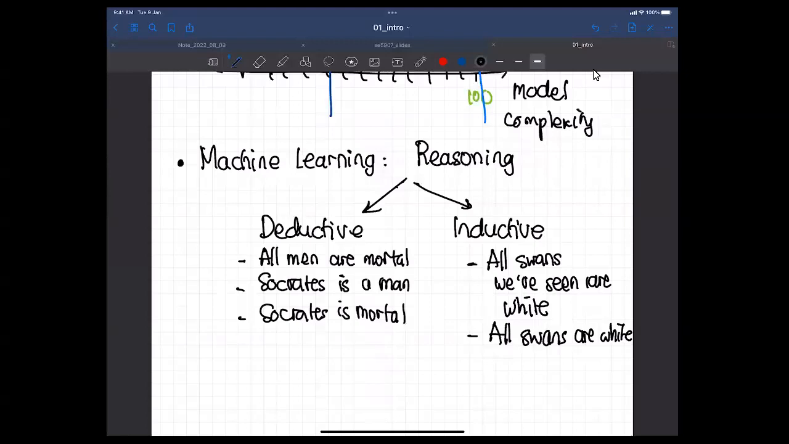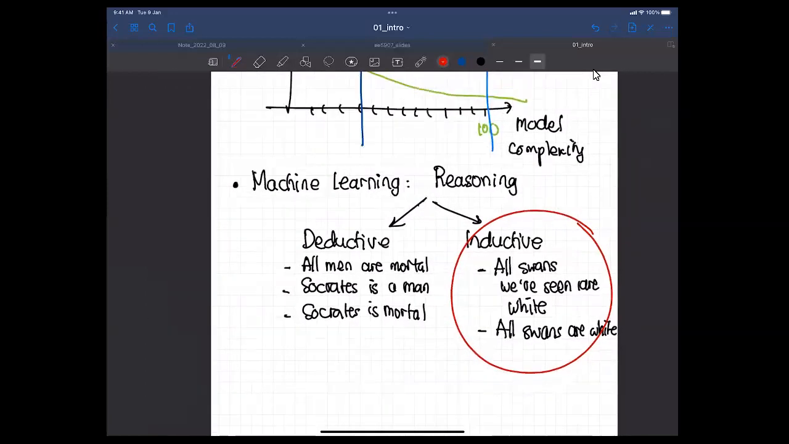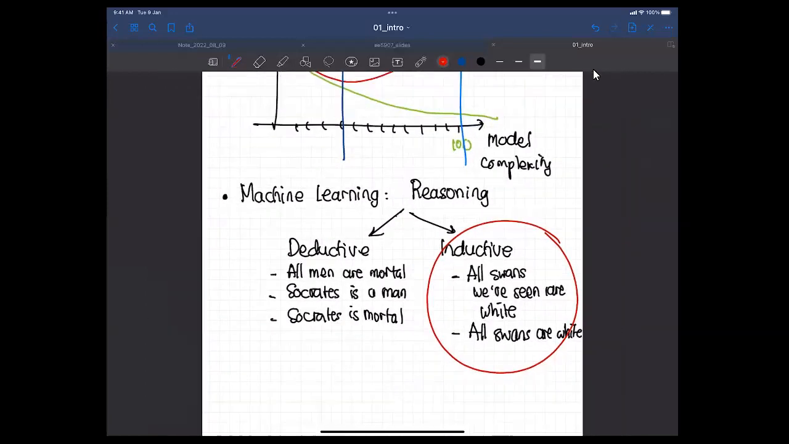So that's the basic idea of machine learning. Machine learning is like a human, it relies on inductive reasoning. It's not always correct. So keep in mind that machine learning output is not always correct. It can be wrong, okay? Because it's relying on inductive reasoning. Any question here?